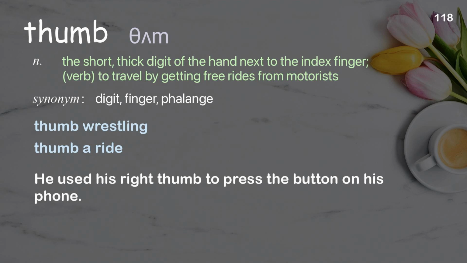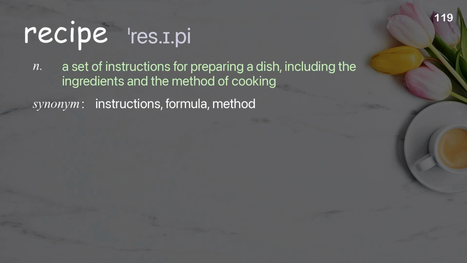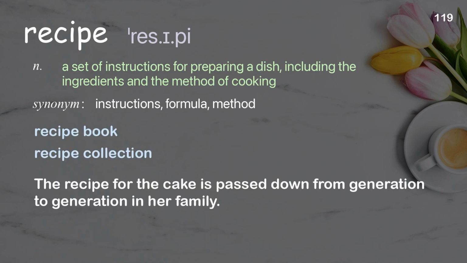Recipe. A set of instructions for preparing a dish, including the ingredients and the method of cooking. Examples: recipe book, recipe collection. The recipe for the cake is passed down from generation to generation in her family.